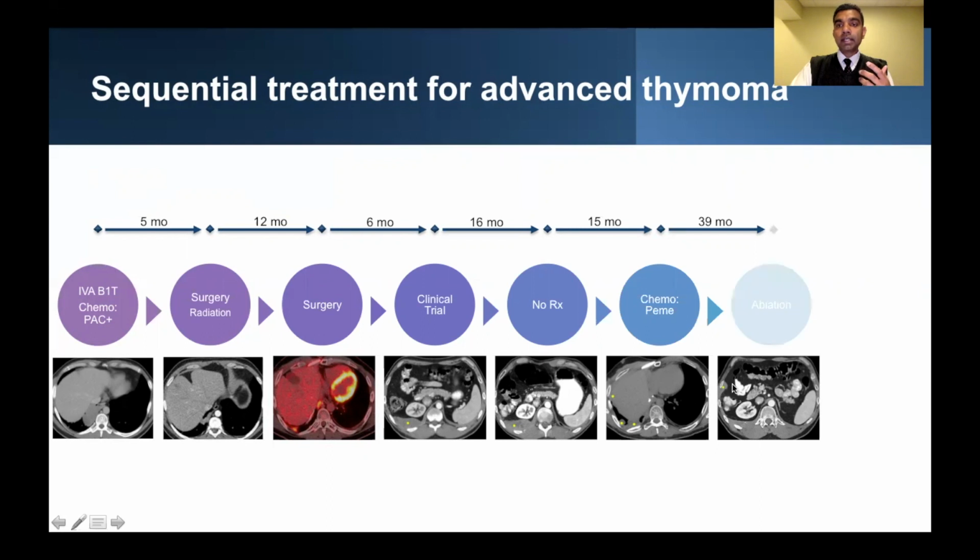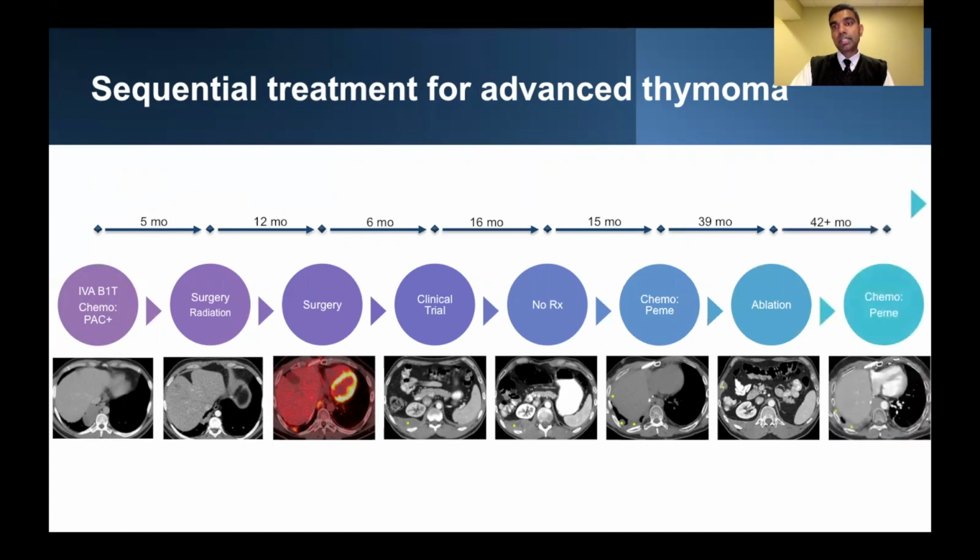So we offered what is known as local ablation using cryosurgery, where this particular lesion was treated with success and then put the patient back on chemotherapy, in other words, pemetrexed, which he continues to receive to this day after more than 3.5 years of treatment. So what you see here is 11 years have elapsed since diagnosis. There have been periods of recurrence of disease.